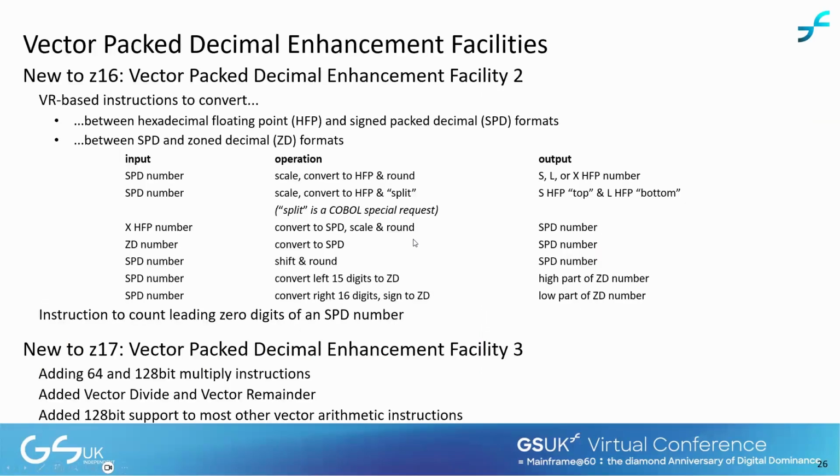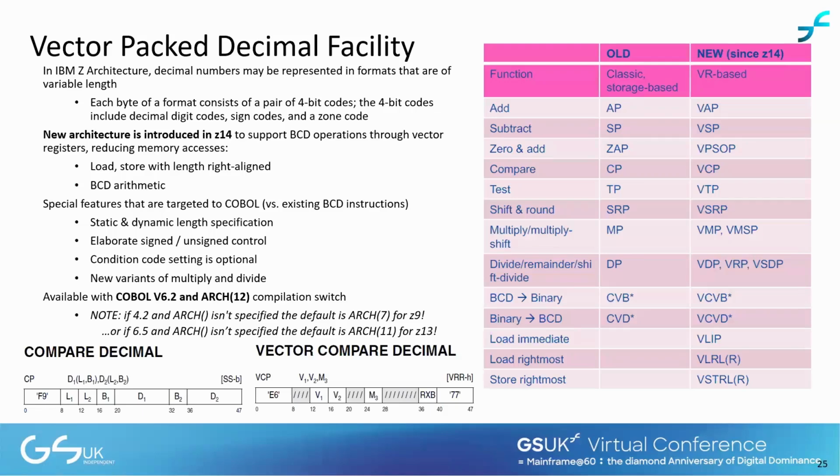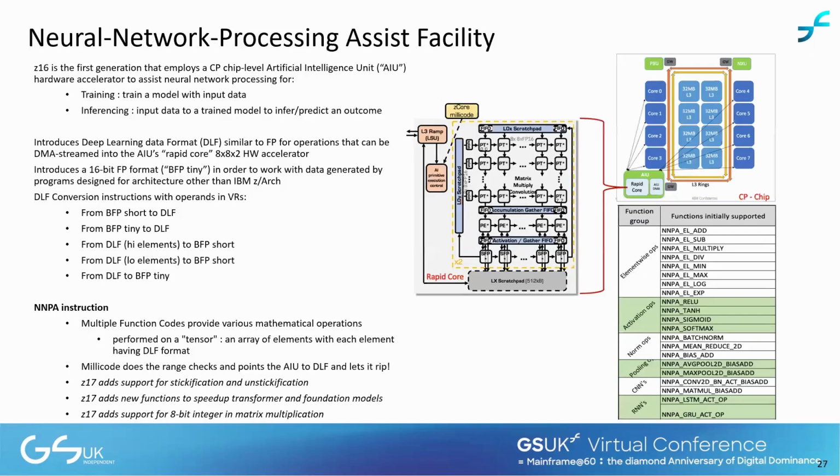There's also a vector packed decimal facility where we took all the original decimal instructions, and they were all storage to storage as well. Like you see down the bottom left, the compare decimal with 2 storage operands, we replaced it with a vector based equivalent. So it's register based. Again, a massive speed up, taking storage-based expensive operations and converting them into equivalents that use registers. So on and so forth.